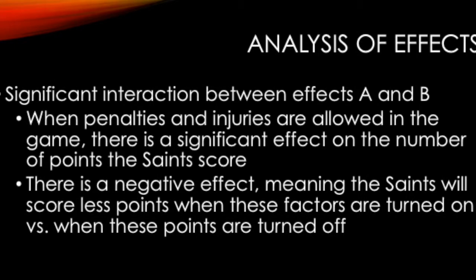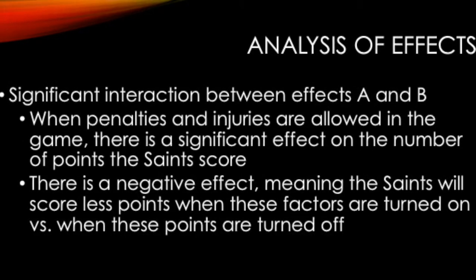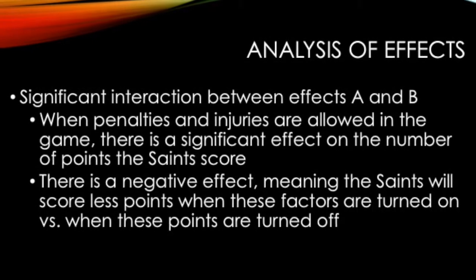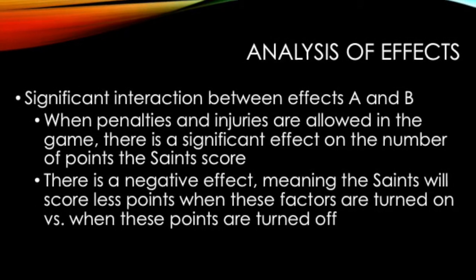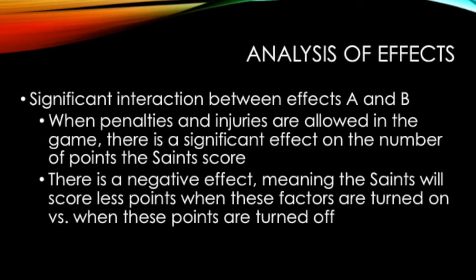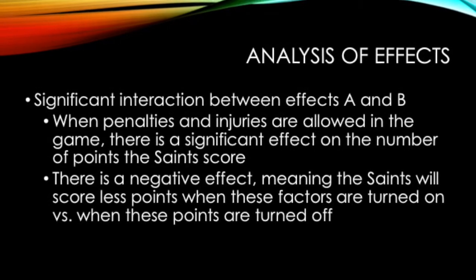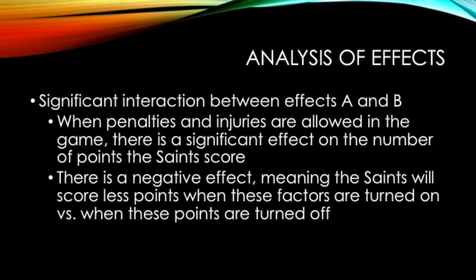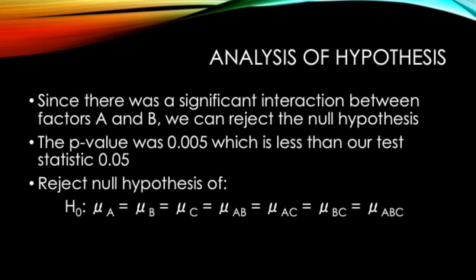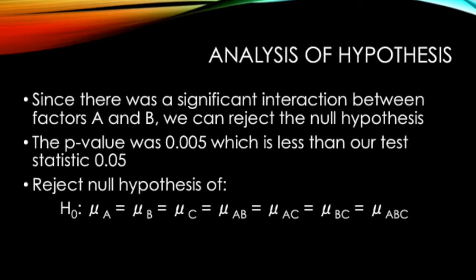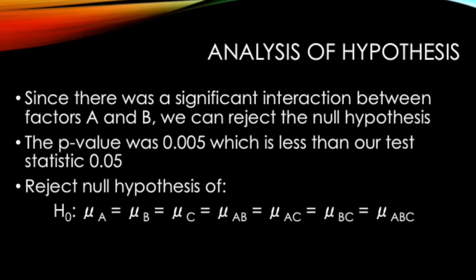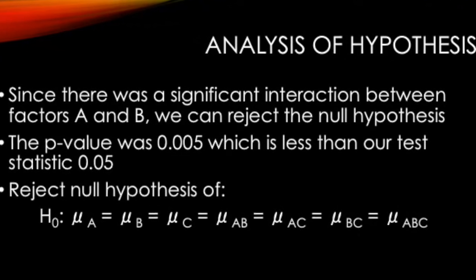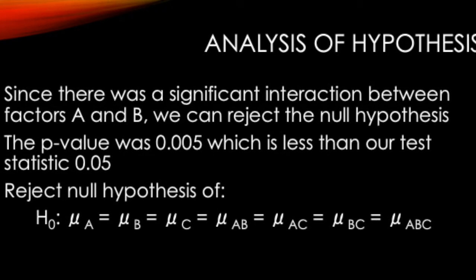There is a significant interaction between effects A and B. When penalties and injuries are allowed in the game, there is a significant effect on the number of points the Saints score. There is a negative effect, meaning the Saints will score less points when these factors are turned on versus when these factors are turned off. Since there was a significant interaction between factors A and B, we can reject the null hypothesis. The p-value was 0.005, which is less than our test statistic 0.05.